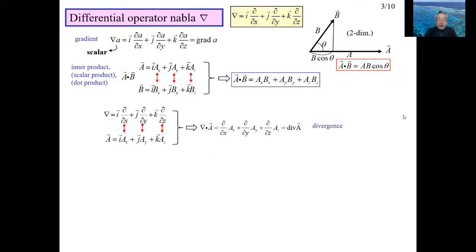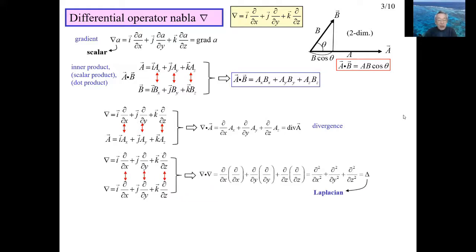The inner product of the nabla vector and vector A is defined by the sum of the products of corresponding components. Nabla dot A is sometimes called divergence A. Nabla dot A is a scalar.